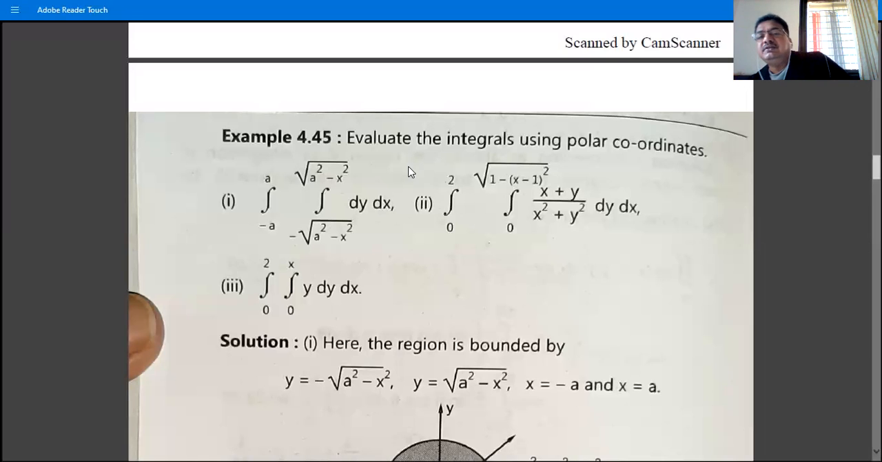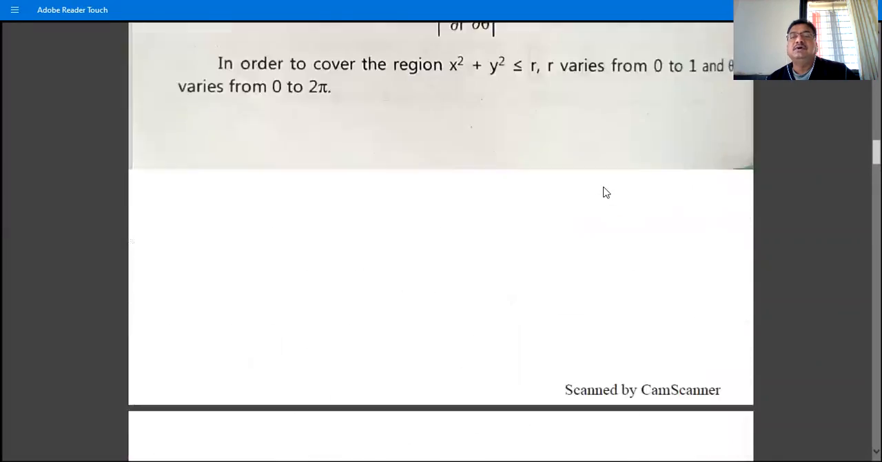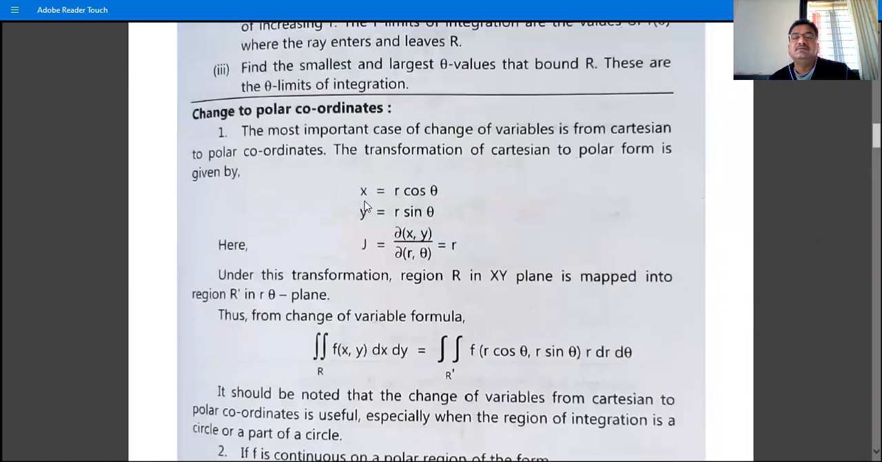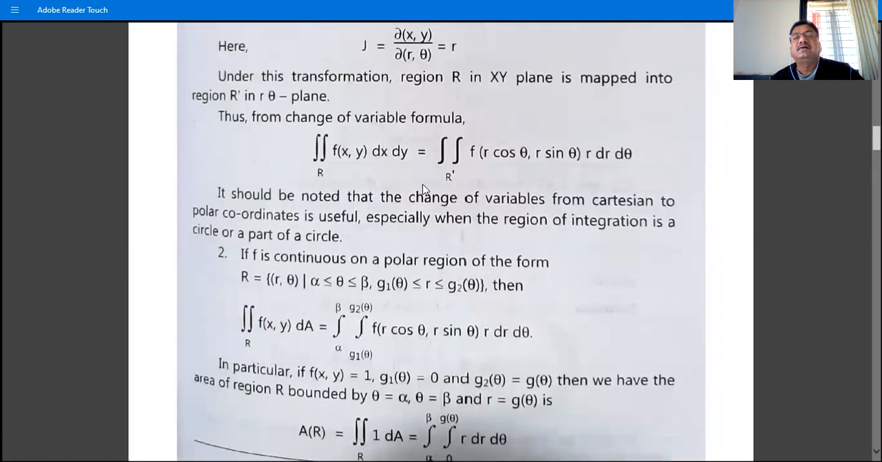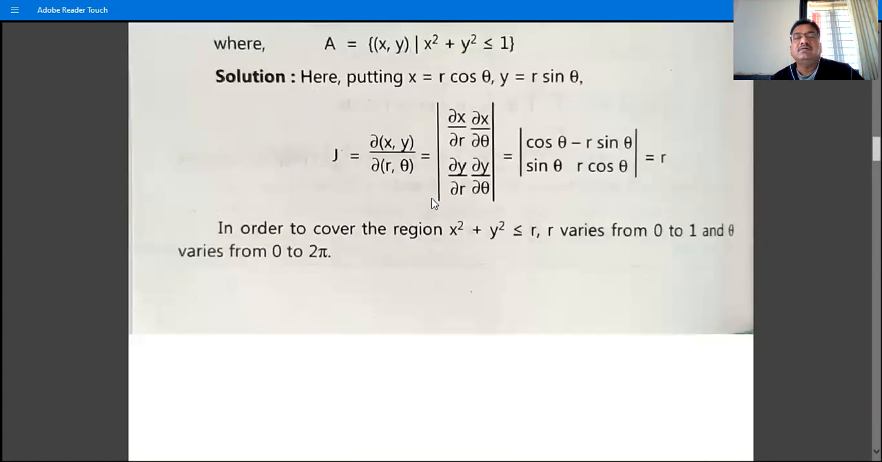You evaluate the integral using polar coordinates. So already, what are the polar coordinates? We have seen in the last lecture that x is equal to r cos theta and y is equal to r sin theta are called polar coordinates. In this case, the Jacobian is r, that is, ∂(x,y)/∂(r,θ) is r.